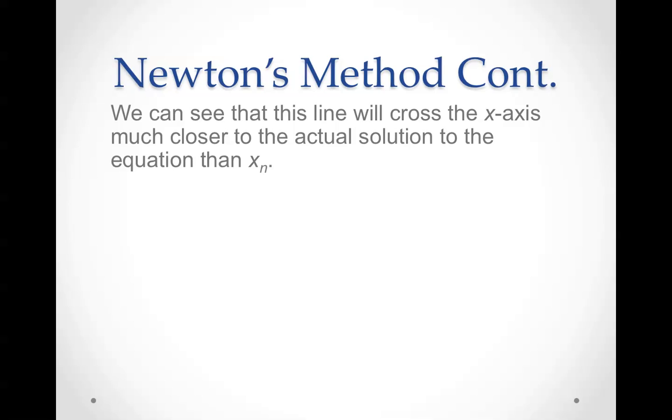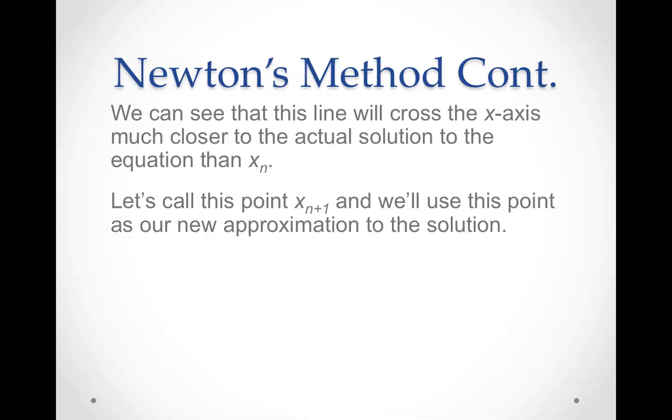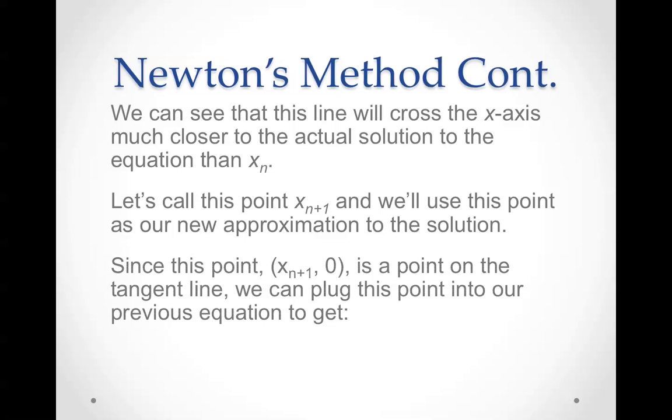We can see that this line will cross the x-axis much closer to the actual solution to the equation than x sub n. Let's call this point x sub n plus 1, and we'll use this point as our new approximation to the solution. Since this point, x sub n plus 1, 0, is a point on the tangent line, we can plug this point into our previous equation and get 0.